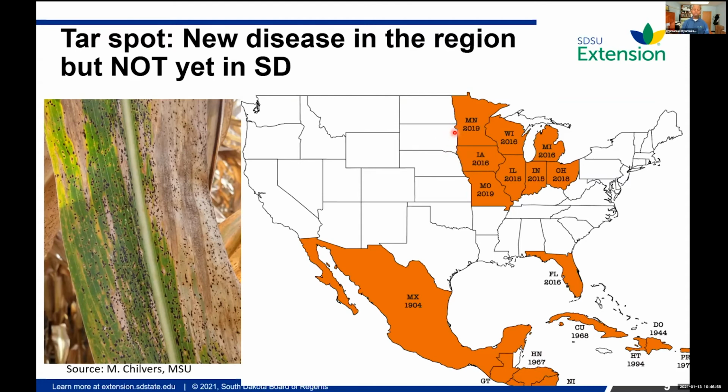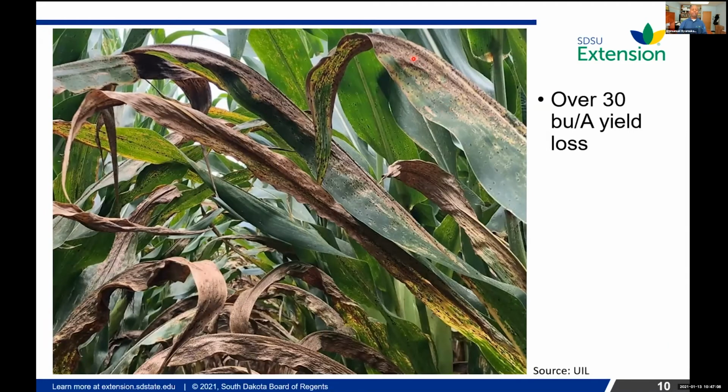That's where we concentrated. So if you find tar spot in your area, please let us know so we can confirm it and let everybody be aware of this disease. So this disease, unlike the bacterial leaf streak, it can be pretty severe and it can cause significant yield loss.